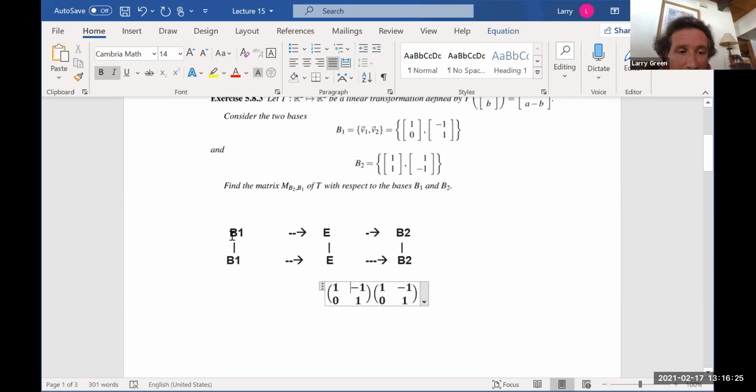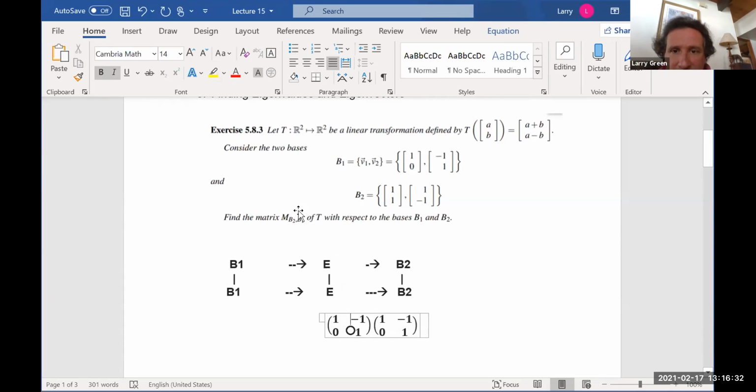Okay, so I just did B1 to E. Now I need to go E to E using our transformation T. So to find the matrix of T from E to E, I say, where does it take (1, 0)? And it takes (1, 0) to (1, 1). And that'll be my first column. And I say, where does it take (0, 1)? And that gets sent to (1, -1). And that'll be my second column. Have I lost you?